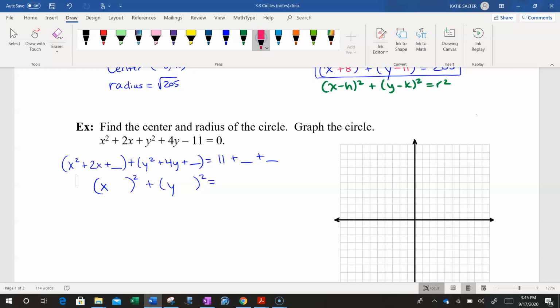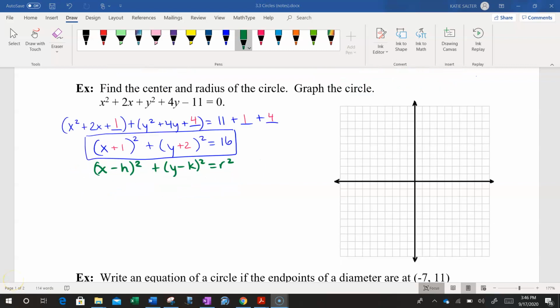To do this, we're going to take half the coefficient of the linear term. So half of 2 is 1, square 1, and add it back. Make sure what we do to one side, we do to the other. And then half of positive 4 is positive 2. Square it, that gives us 4, and add it back. So in this case, this will come out to equal 16. And that is our standard form of a circle.